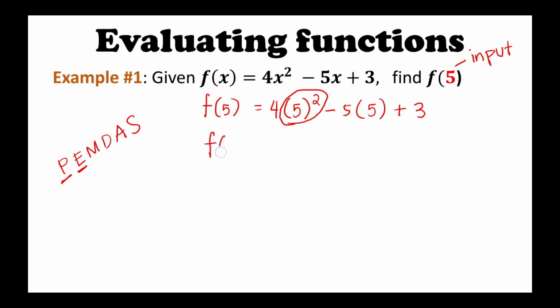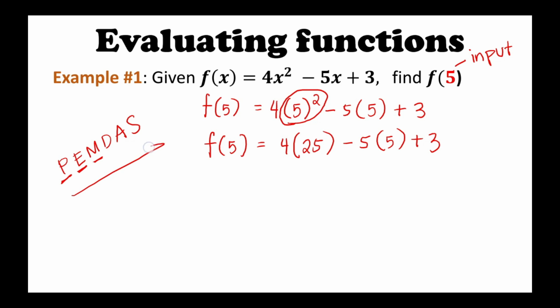So, bring down natin, f of 5 is equal siya sa 4. So, what is 5 square? So, we know that this is equal to 25. Then, bring down lang natin yung the rest. So, 5 times 5. Then, plus 3. Then, continue natin. Multiplication. May multiplication ba tayo? Ang process natin from left to right ha.